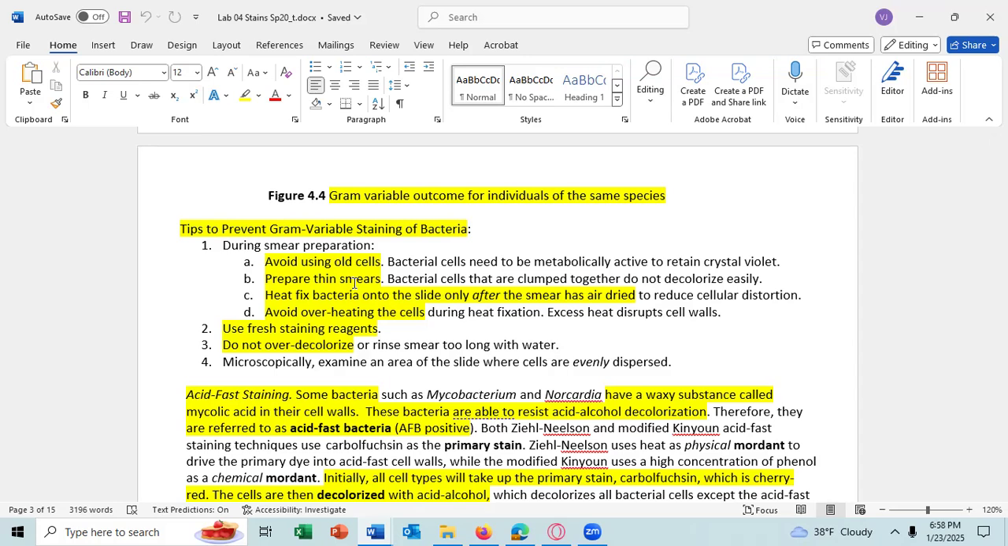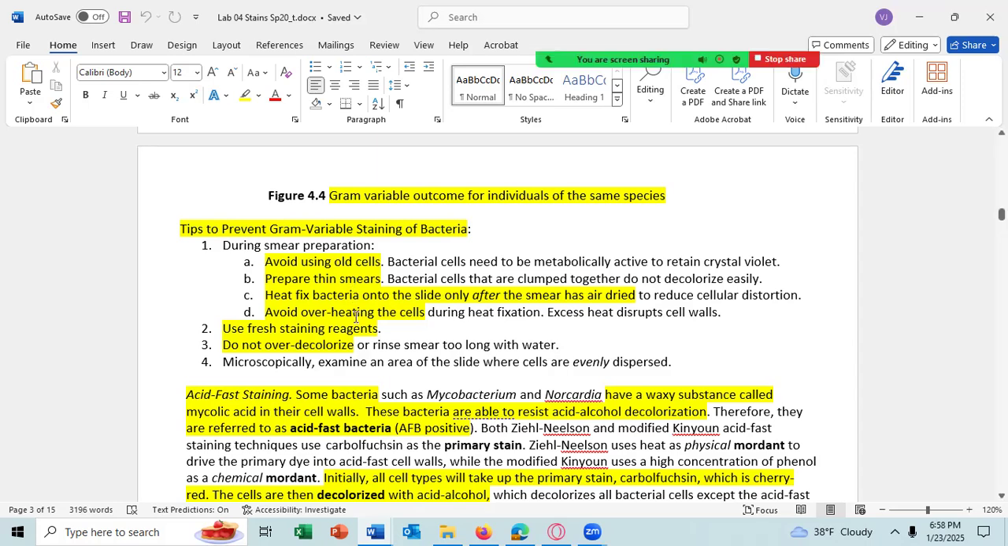Heat fix the bacteria on the slide only after the smear has air dried. If you heat fix the slide and the cells are still wet, like water is still in there, you cause the water to boil when you heat fix the slide, and that will put holes in the cell wall. If the cell wall is damaged, the cells may not stain correctly.